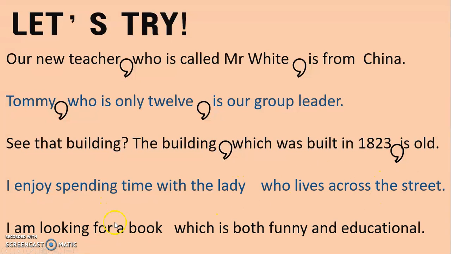Last one. I'm looking for a book which is both funny and educational. Do I need commas? The answer is again no. Because if I take the relative clause away, I only have I am looking for a book. Which book? Again, this is the question you will ask. Which book? You haven't told me. So I must have the information looking for a book which is both funny and educational. I must have the which clause for you to know which book I am talking about.